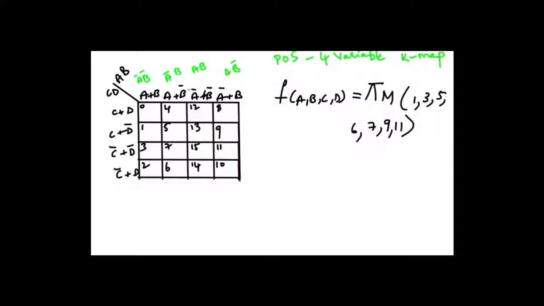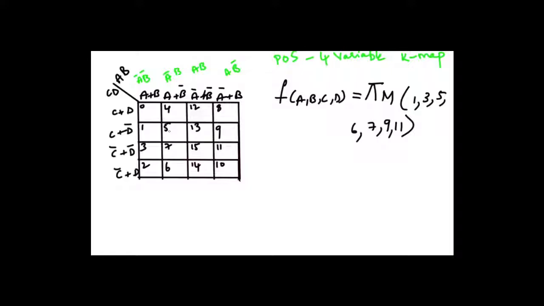Now what we did for POS form is we just replaced A bar with A, B bar with B. That means we are just making complement of it. Then we replaced this product operation into sum operation here. Instead of A bar you will write A, instead of into you will write plus, instead of B you will write B bar. So these are the things you need to do for POS.